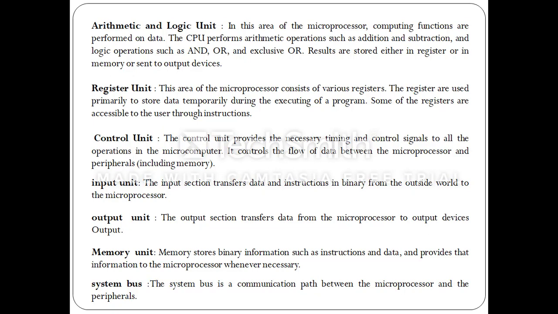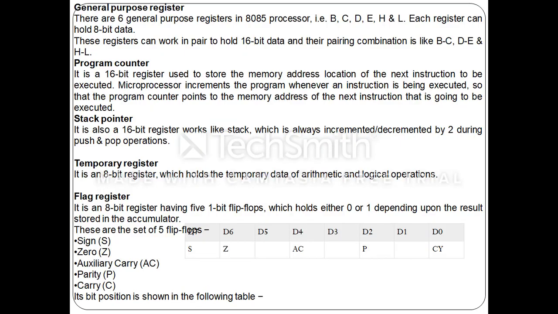Next is the system bus. The system bus is a communication path between the microprocessor and peripheral devices. That means there must be communication between the microprocessor and other peripheral devices. Next is the general purpose register. There are 6 general purpose registers in the 8085 microprocessor, that is B, C, D, E, H and L. Each register can hold 8-bit data. These registers can work in pairs to hold 16-bit data, and their pairing combinations are BC, DE and HL. So that is the general purpose register.